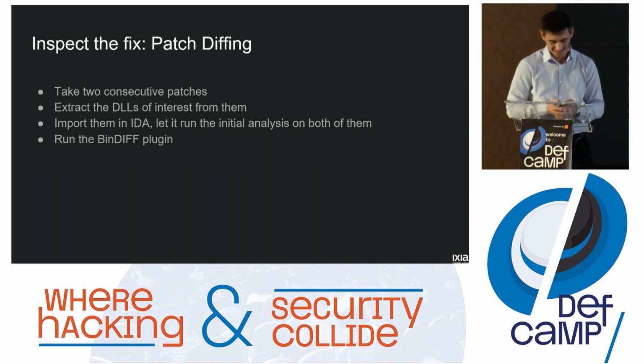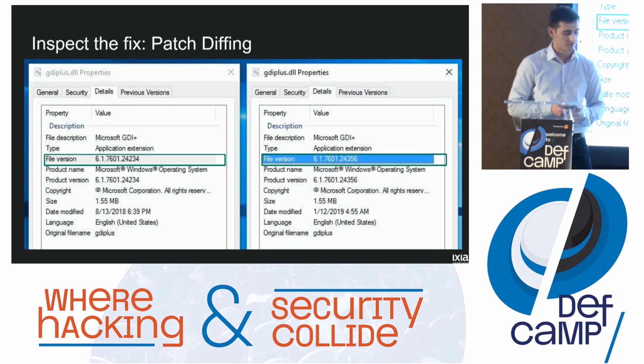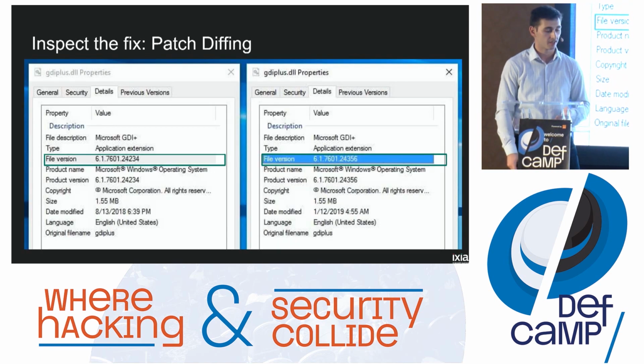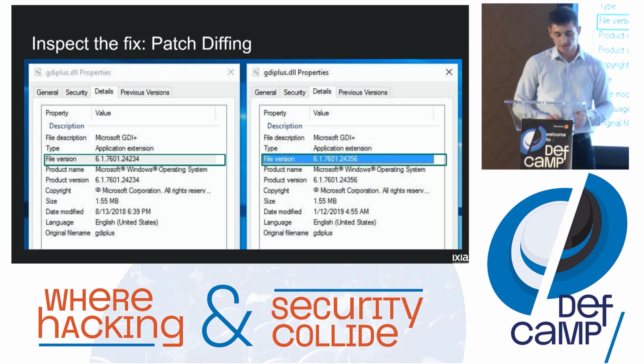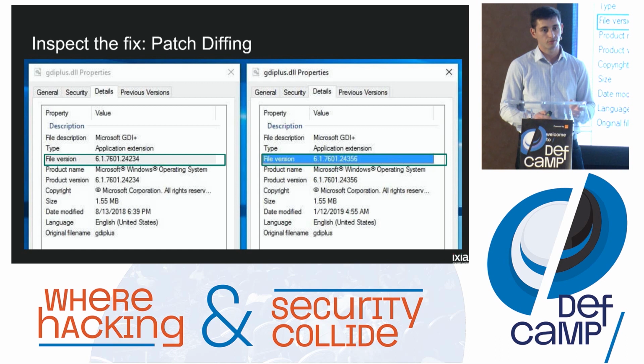It stopped working. One second. And you would inspect the differences. So this is exactly what I have done. I've taken two files. What you want to do when you do patch diffing is try to find two files that are very close as a version one to each other, because you obviously want to limit the amount of code that you want to look into.